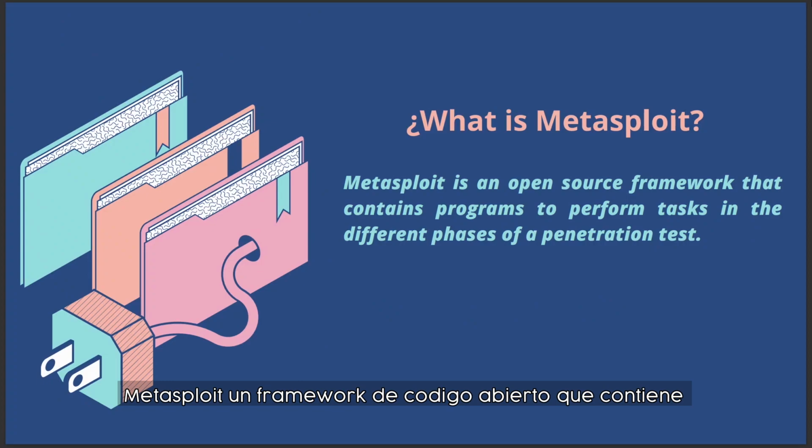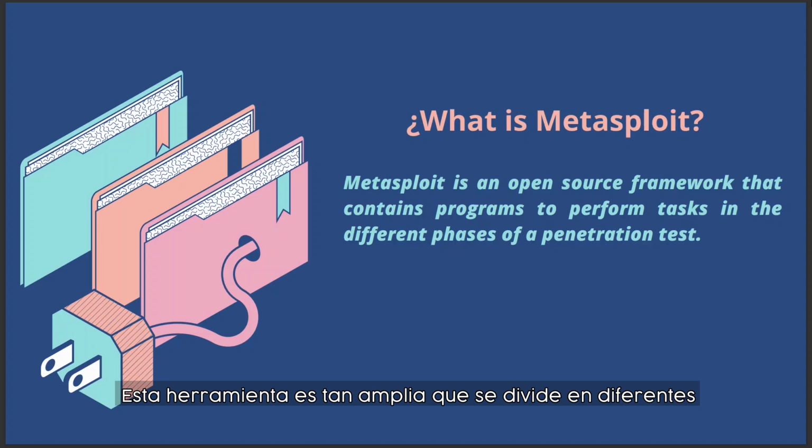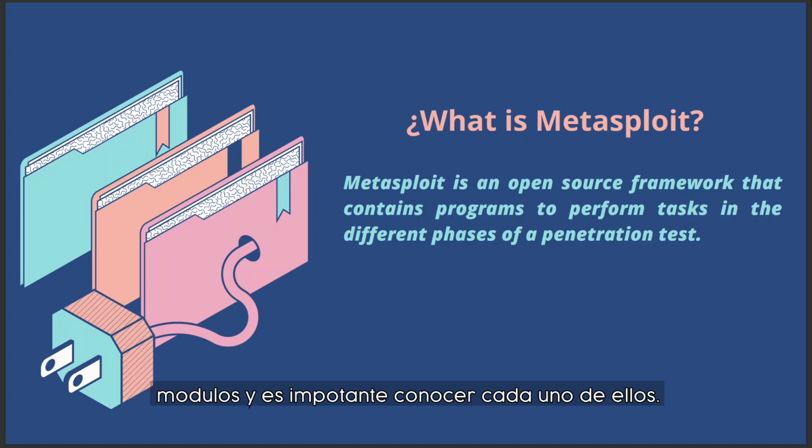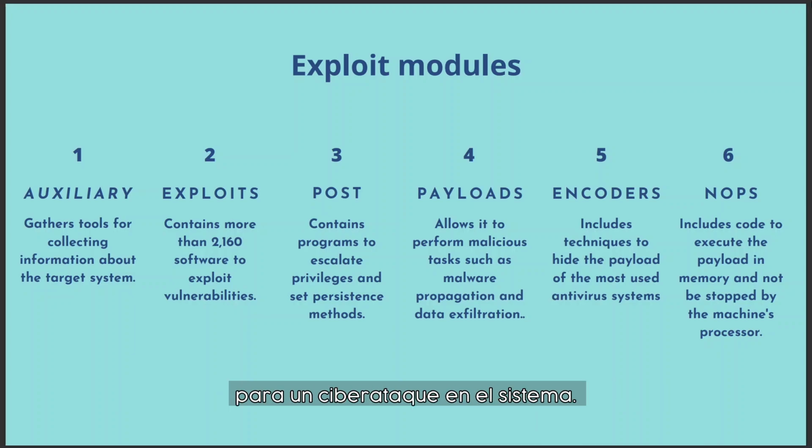Metasploit is an open source framework that contains various software with which we can exploit the vulnerabilities of various systems. This tool is so broad that it is divided into different modules, and it is important to know each one of them. The auxiliary module enables network and vulnerability scans to identify devices connected to a network and what potential security flaws are in their system. Key exploits contain more than 2,160 pieces of software to exploit computer vulnerabilities, and they use them as gateways for a cyber attack on the system.